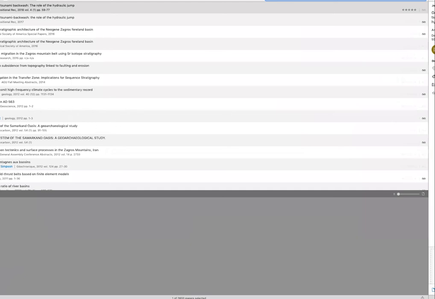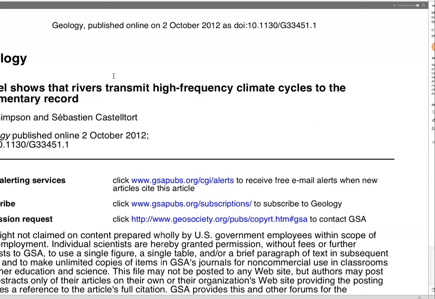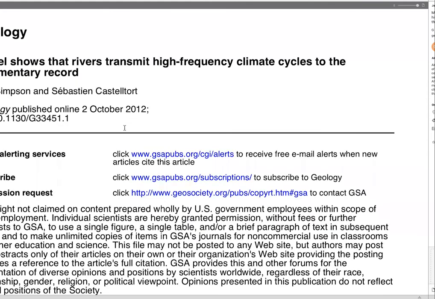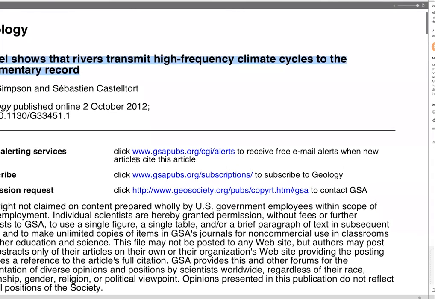This is a paper from 2012, modeling high-frequency climate cycles in the sedimentary record, which has a conclusion relatively opposite to what I proposed in 2003. Even though we tried to be smart in writing it in a not too conflicting way, conclusions happen. You find things with time that are different.